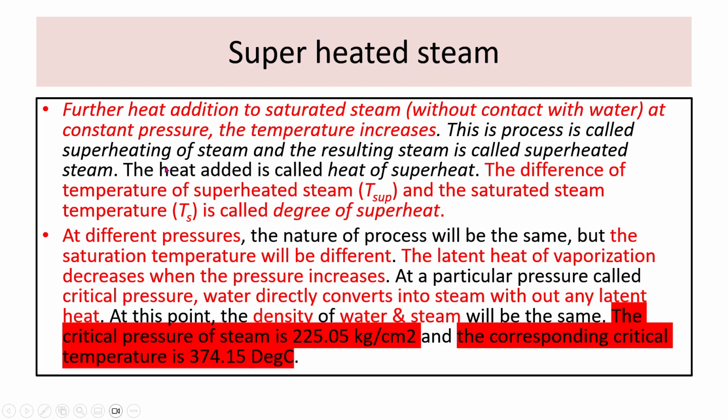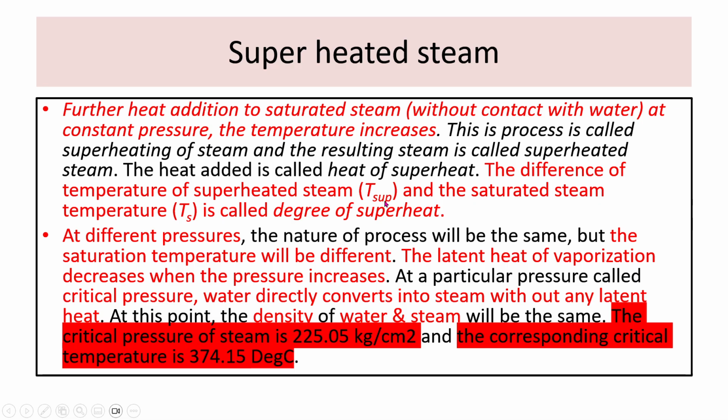Then superheated steam. If you further add heat to the saturated steam, at constant pressure the temperature goes on increasing. This process is called superheating, and the resulting steam is called superheated steam. The heat added is called the heat of superheat.